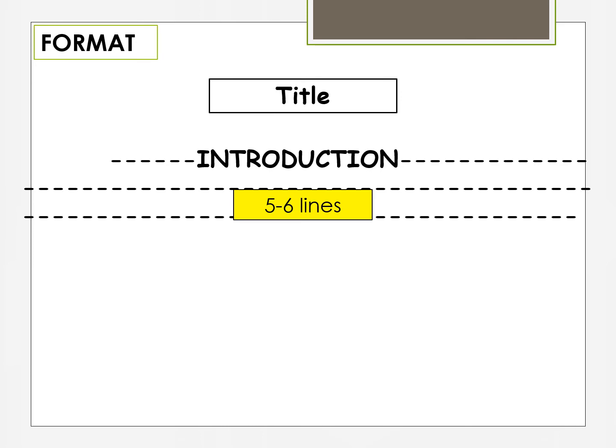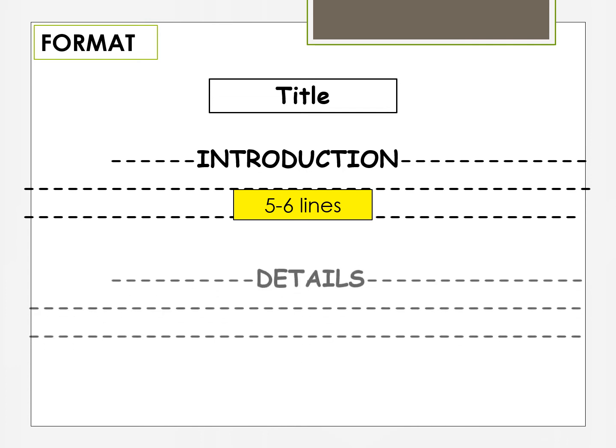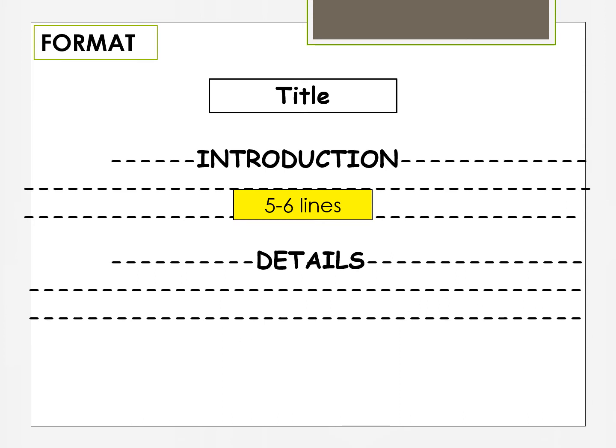Now, once you have finished with the first part of the essay, let's move to the second part, that is the body of the essay. This paragraph will begin on a new line. Here again, you will leave a two-finger space and begin your sentence with a capital letter. This paragraph consists of all the details that you will add related to the topic. You can keep this paragraph for about 10 to 12 lines.